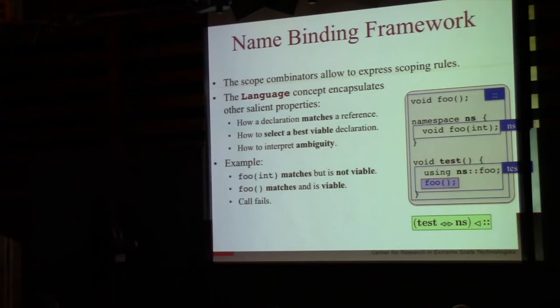So we have a lot of things going on using that. In this particular case, both declarations of foo, in NS and in the outer scope, are matches for that reference, but only one of them is viable. So in that case, both declarations will be matches to the reference, but the only one that can result from this particular property is the one that is viable.